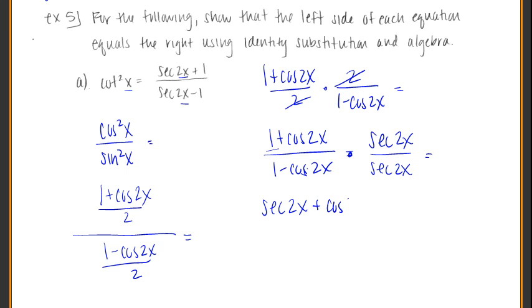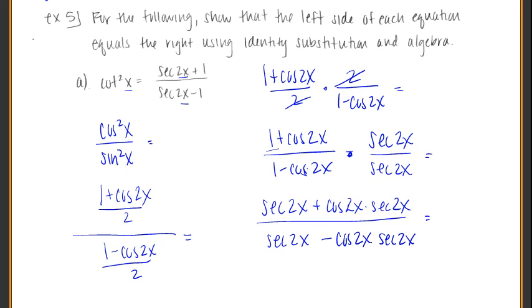And you all can hopefully tell me here, what's cosine 2x times secant 2x? And then secant 2x times 1 will be a secant 2x. And then again, what's a cosine 2x times secant 2x? Well, these are reciprocal functions because their angles match up. So those cancel off, give me a 1. Those cancel off, give me a 1. And we actually have our answer. Secant 2x plus 1 over secant 2x minus 1.